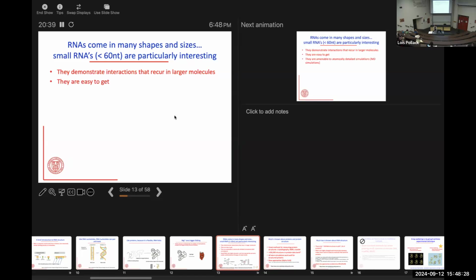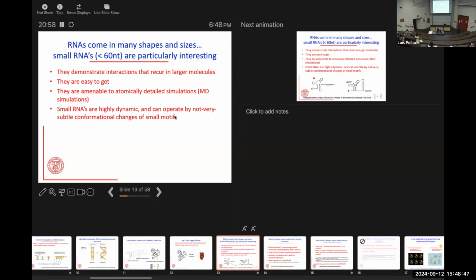They're easy to get. You can make them or you can buy them. And they're amenable to atomically detailed simulations. So I work with some groups who do atomically detailed molecular dynamics simulations, and this helps us interpret the experimental data that we take. It's actually quite important. And again, these small RNAs are highly dynamic. And quite often, I told you that they don't have to be subtle. They can operate by not very subtle conformational changes.